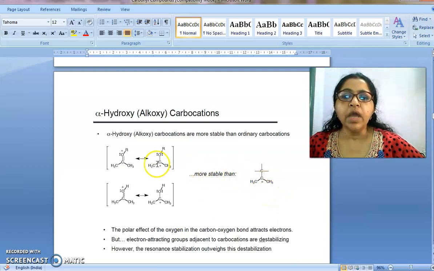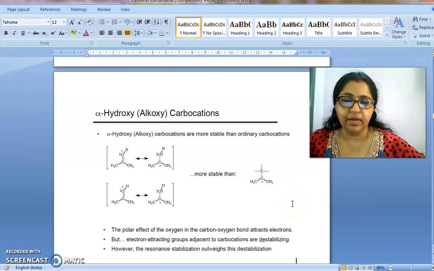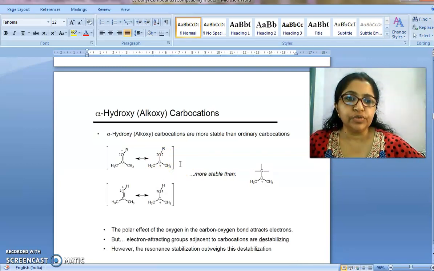Why? I've told you, it is always resonance stabilized. This is also resonance stabilized, whereas the tertiary carbocation does not have a resonance structure. Any resonance is not happening there; it only has a plus I effect group, that's all. Whereas here it has a plus I effect group as well as a resonance structure. So the positive charge can be distributed between carbon and oxygen, and therefore it gets more stability.